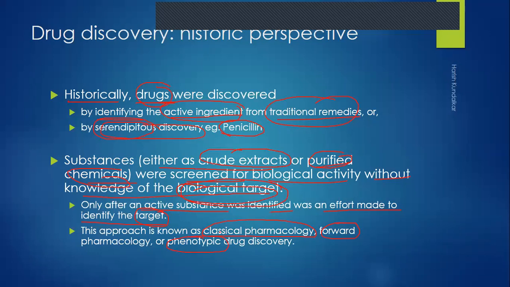All right, so in this approach, the purified chemicals or crude extracts were taken and screened against a large number of targets, and their activity was checked first, and then they would go and try to find out the targets that were involved, that is, the receptors or the enzymes involved in the activity of the drug. So this approach was known as, or rather is still known as, the classical pharmacology approach, or the forward pharmacology approach, or the phenotypic drug discovery approach.